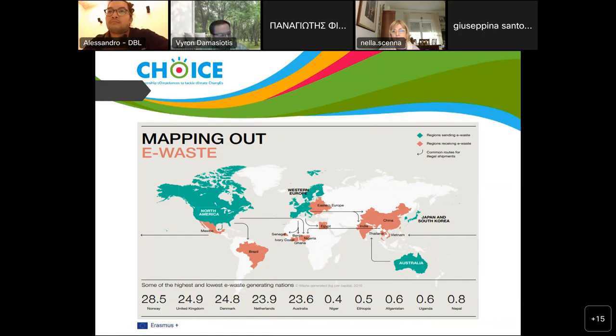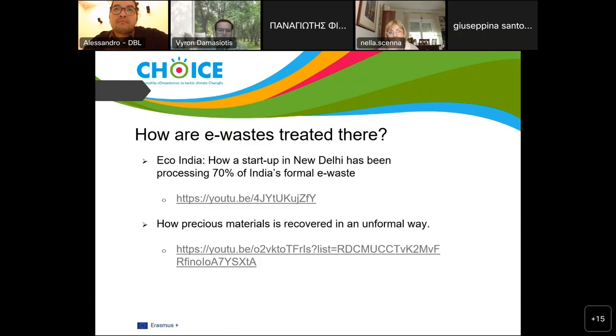Unfortunately, countries that produce the lesser amount of e-waste receive a huge amount of e-waste from other developed countries, such as America, Canada, Europe, Australia, and so on. As we already said, most e-waste goes to countries such as India, China, or Africa. How is all this e-waste treated there?